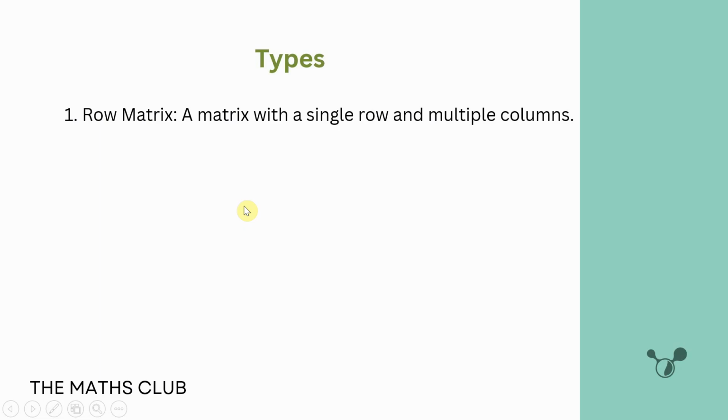Under the types of matrix, we have different types, but the first type is the row matrix. A row matrix is a matrix with just a single row and multiple columns. Let's look at an example. You can see this is just 1 row, and how many columns? 3 columns. So what do you think the order of this matrix would be? Great, 1 by 3, because there is 1 row and 3 columns.